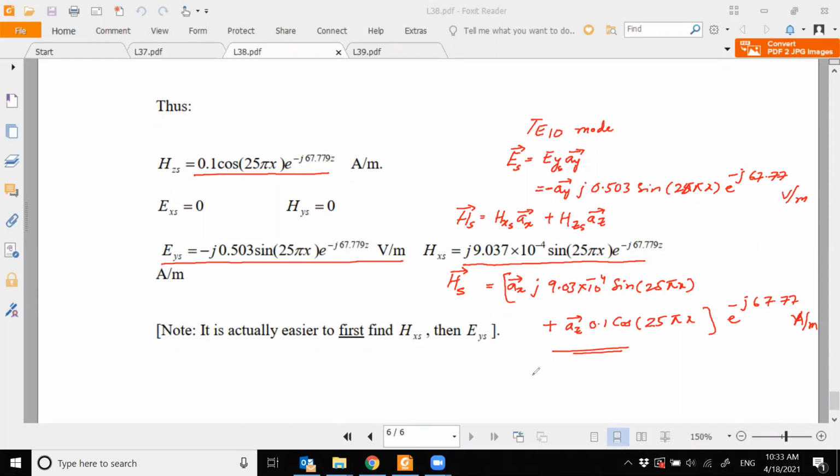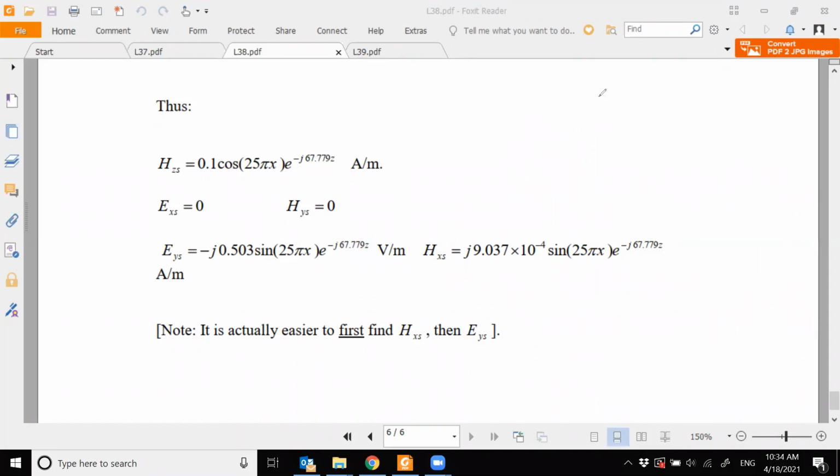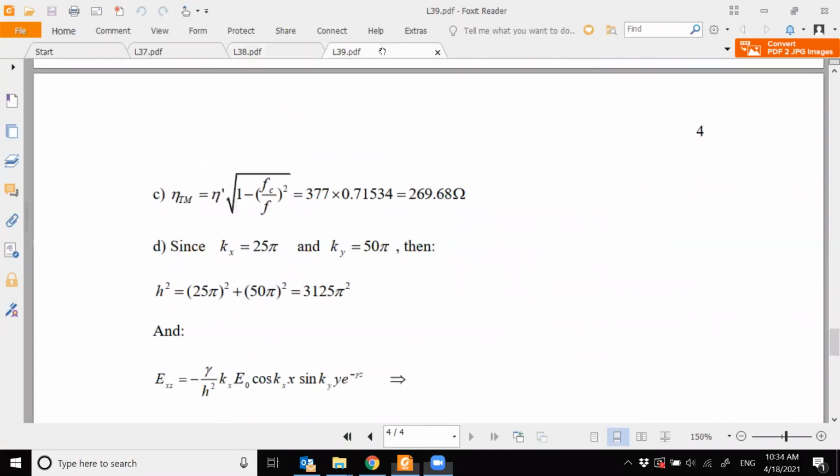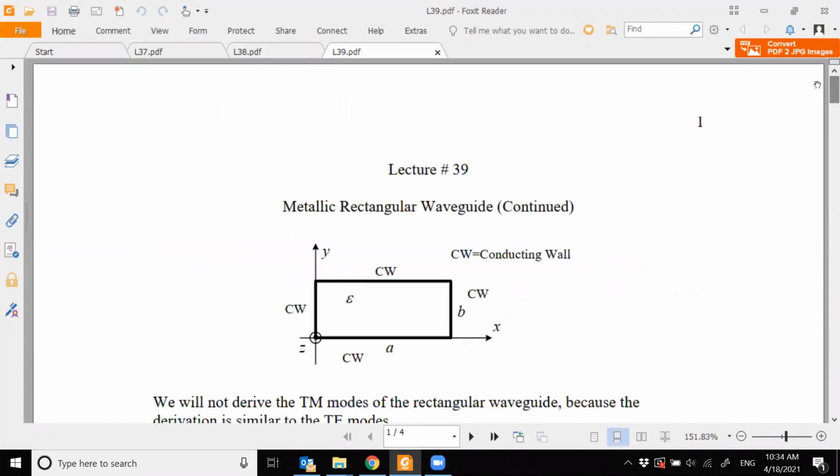HS. Got it? So these are the field components of my TE1,0. So in a similar way, you can get it for other modes as well. Okay. Now, with this, guys, we conclude our TE mode analysis. So we have analyzed our TE mode from whatever aspects are required for our course.